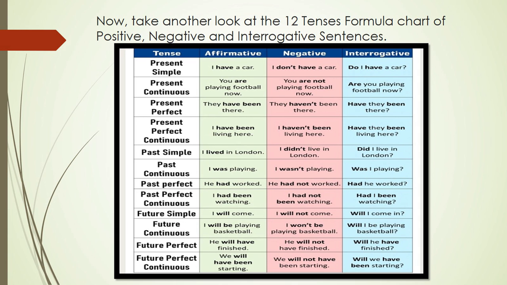And for a better understanding of the positive, negative, declarative, and interrogative sentences, let's look at the 12 tenses formula chart.